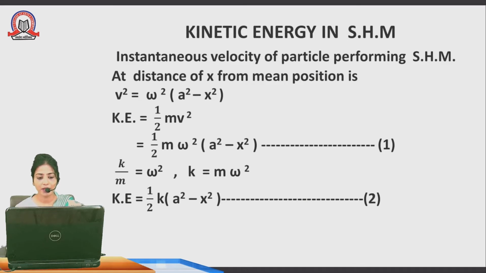So k by m equals omega square, so k equals m omega square. Here we have put the value of k. So the kinetic energy formula becomes kinetic energy equals 1 upon 2 k in bracket a square minus x square.